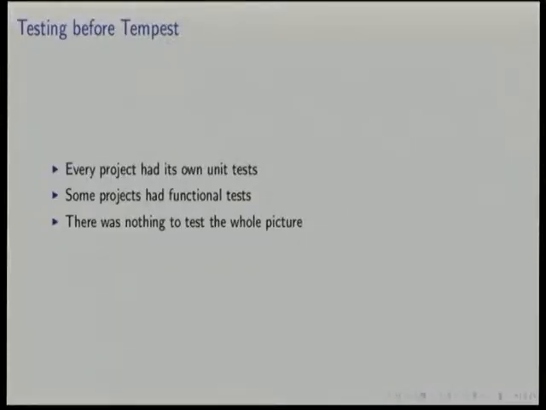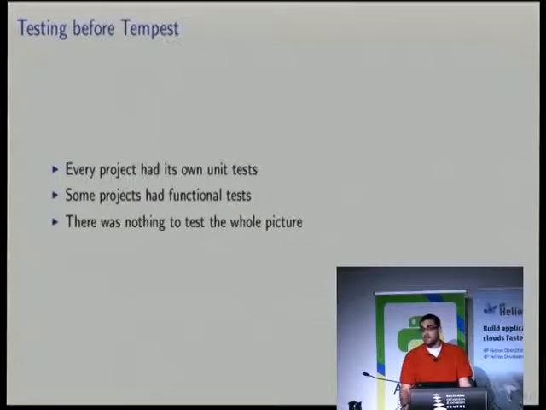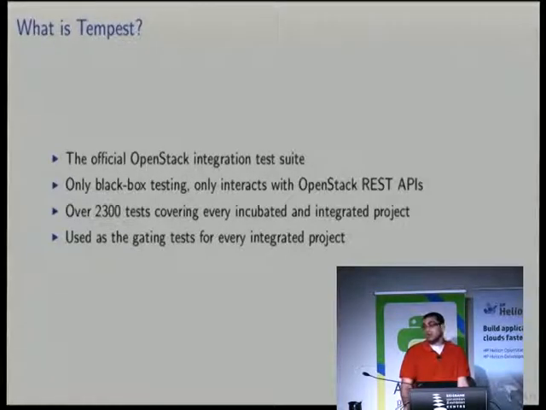Before we had Tempest, every project, which was the bigger box on that previous slide, had its own unit tests. Some of the projects also had functional tests where they would spin up their respective stack and poke it in some way and make sure things were working properly. But there was nothing testing that whole picture together. There was no guarantee that Nova would talk to Glance properly if you wanted the two pieces to work together, which is really what OpenStack is building. It's about building an infrastructure as a service ecosystem with a bunch of projects that work together. And we didn't have a way to test that. So that's where Tempest came in.